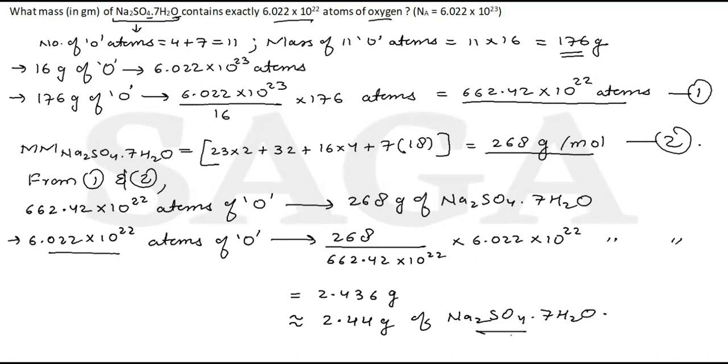Na2SO4.7H2O. This is the required mass of Na2SO4.7H2O which will contain 6.022 into 10 raised to the power 22 atoms of oxygen. So this will be your answer.